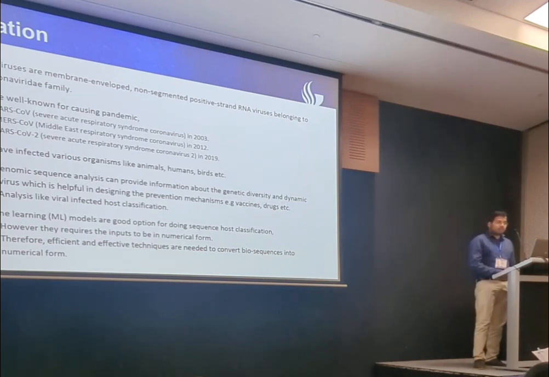So we have to study the different hosts where we can possibly find the SARS-CoV-2 virus, and possibly it could spread through these animals. They have infected other organisms like birds and cats and dogs and several other animals. So the genomic sequence can provide information about genetic diversity and dynamics of the virus, in which way the virus can spread, which has a lot of applications if we study this topic, including vaccine development and drug discovery.